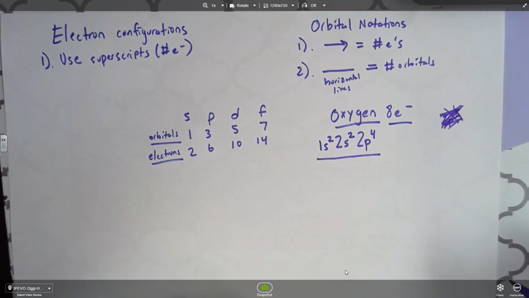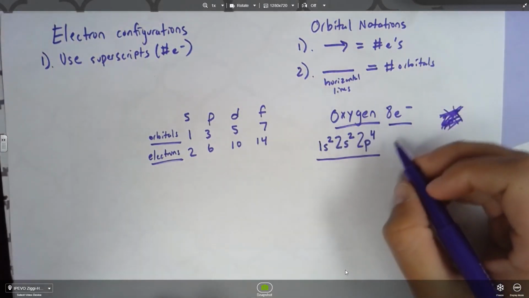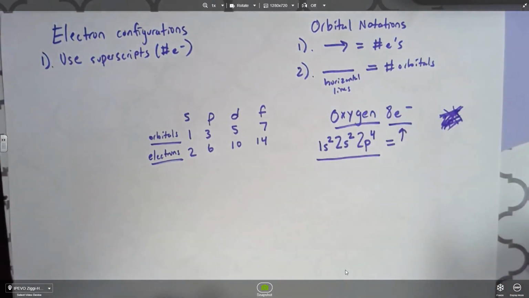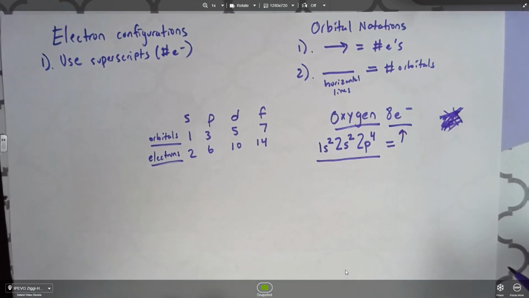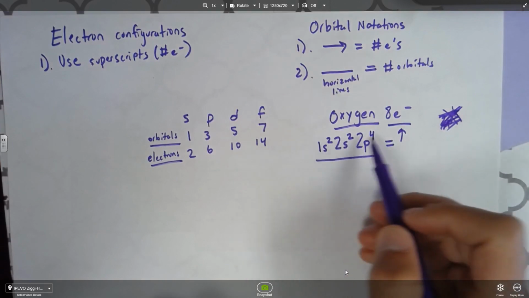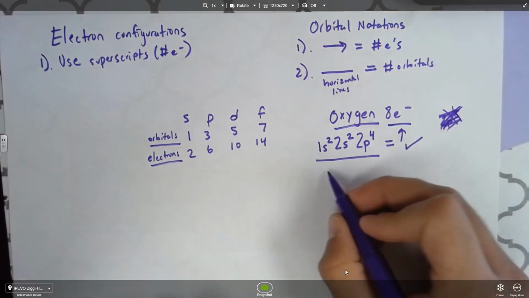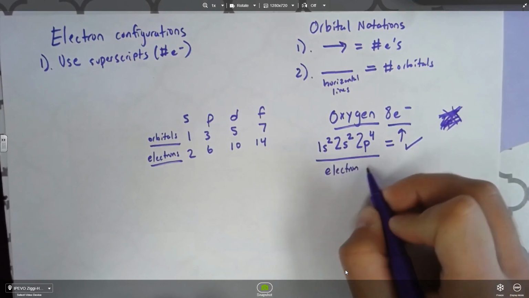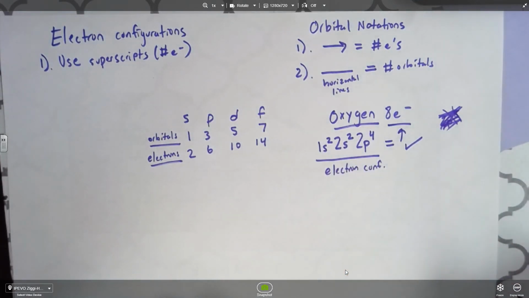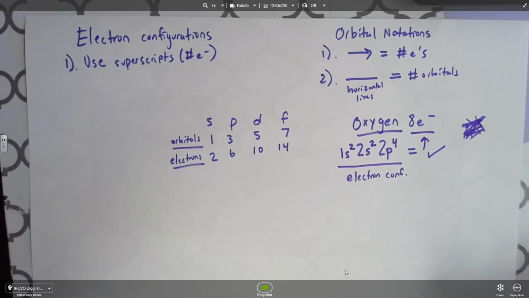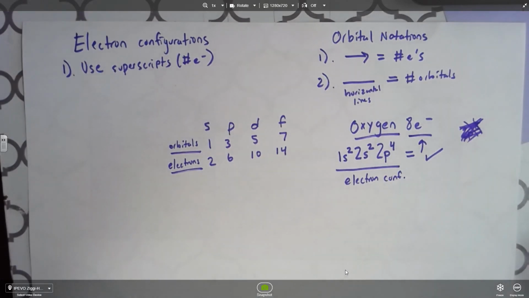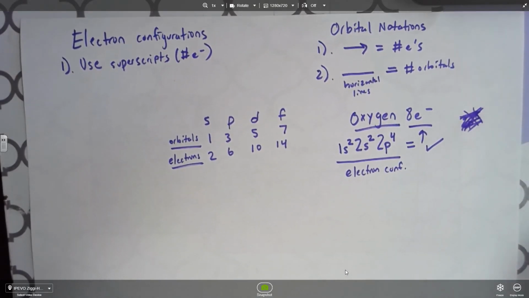And these superscripts up here, the 2, 2, and the 4 must equal the number of total electrons in that specific atom. And in oxygen, it has 8. 2 plus 2 plus 4 equals 8, so we're good. Okay? So this is the way to represent it with an electron configuration. There's another way to represent this. It's called an orbital notation, which is a little bit more difficult to write out. It's just longer to do.